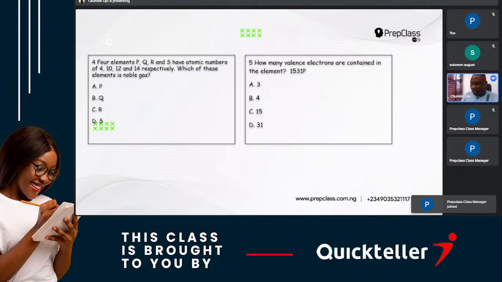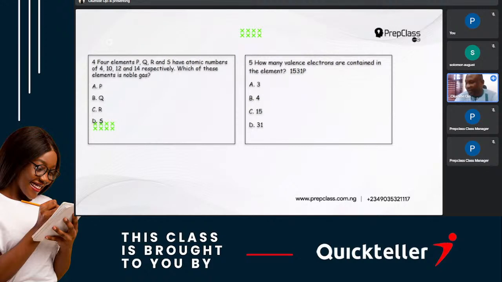So let's now see from this, which one is in group 8? The P is 2, is in group 2. The Q, 10, is what? 2, 8. Then the R, 12, is what? 2, 8, 2. That one is in group 2. Then the S is 2, 8, 4. That one is in group 4. So the 10 is in what? Group 2, 8. That's group 8. So the answer is 10. I got it, sir. So the answer is B, Q. Did you get that? Yeah, good.